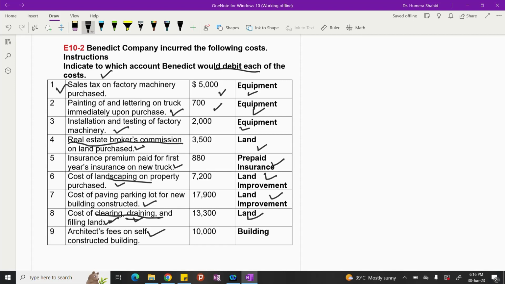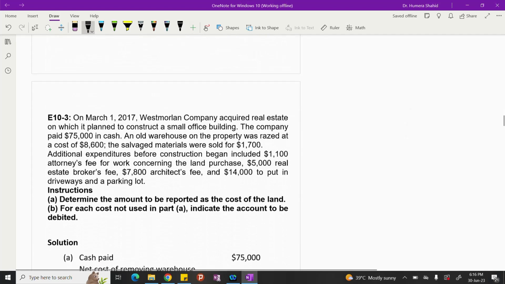And then architect fee on self-constructed building. We took it in the chapter that when you are constructing the building by yourself, then the architect fee will be debited to the building account. Let's move on towards question number 3.